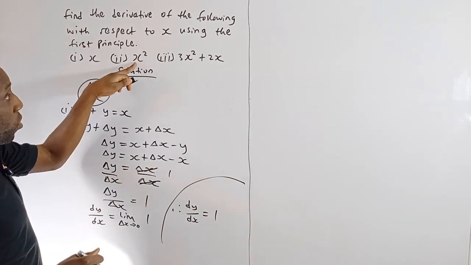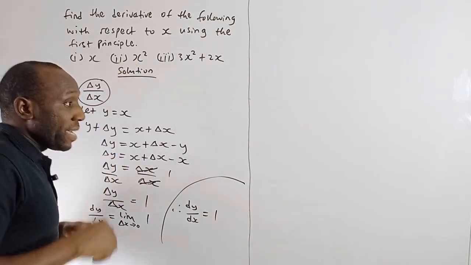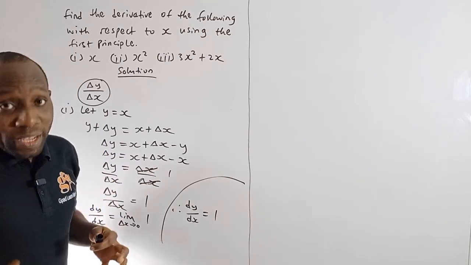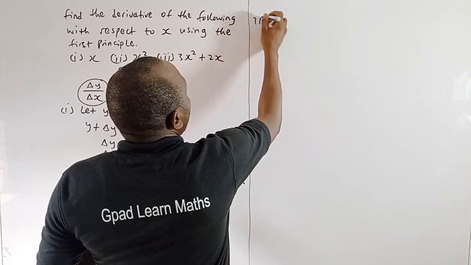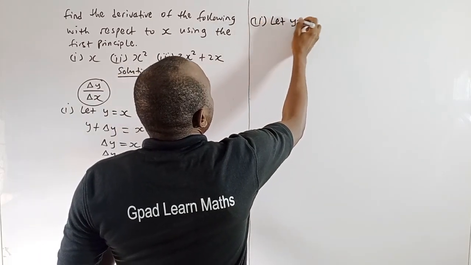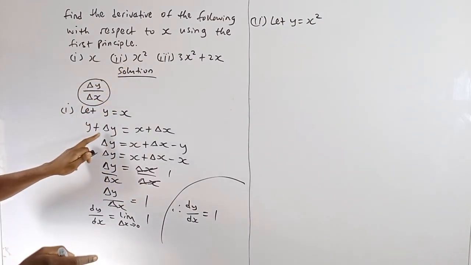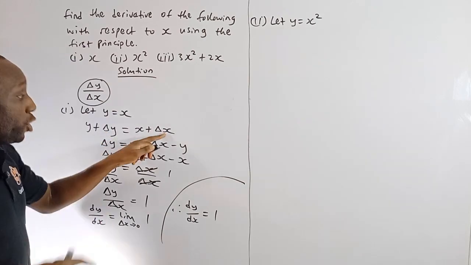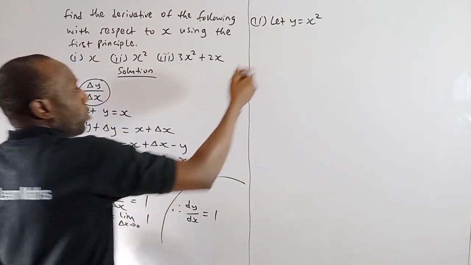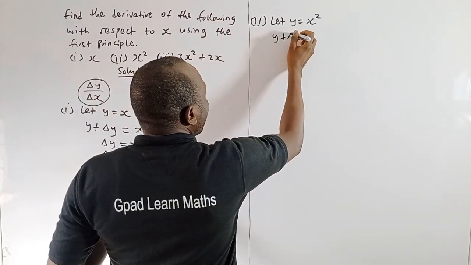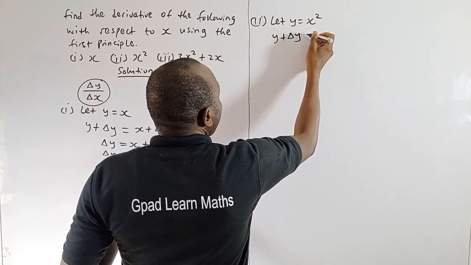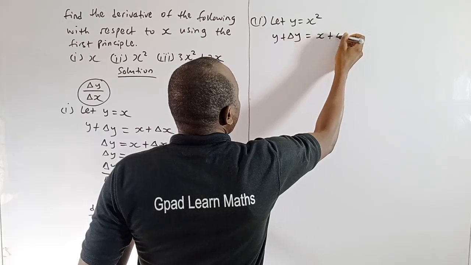So let's look at the second one, which is what? x squared. Again, I'm going to say let y be equal to x squared. So if I come here, I'm going to write that let y be equal to x squared. Look at what we did before. We added change in y to y and change in x to x. So I'm going to start by doing that. So y plus what? Change in y then is equal to what? x plus change in x.